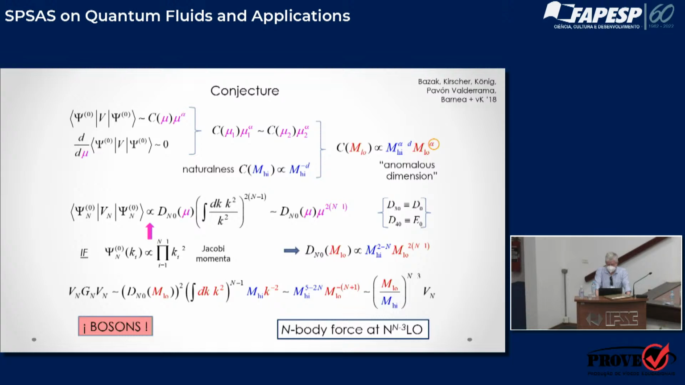I'm going to skip this slide because it's quite technical. We have an argument to say that the n-body force for bosons appears at n-3 LO. So three-body force is LO, four-body force is NLO, five-body force is N-squared LO. That's a theoretical argument that has not been checked because nobody has done an N-squared LO calculation beyond three bodies.